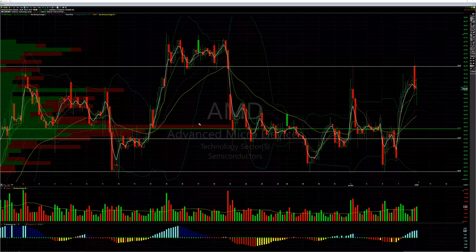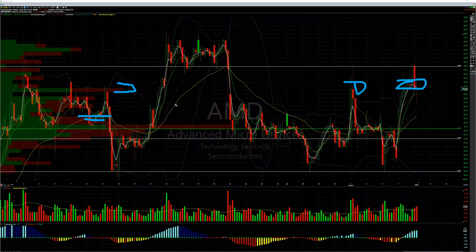What I'm going to start doing is I'm going to start averaging in, right? I'm going to start averaging in probably around 93. So right here at this blue line, do you see this VP level? It's starting right here, right? See how this VP level is getting bigger and bigger because we're trading up here, right?